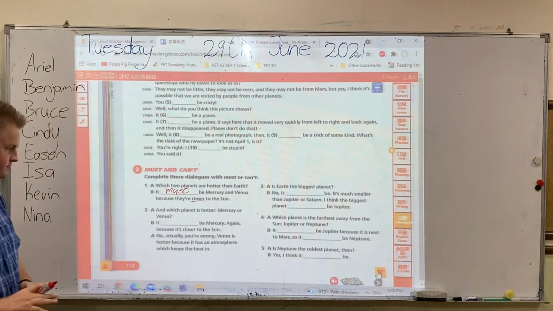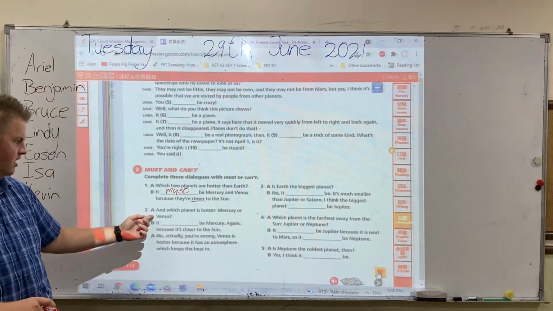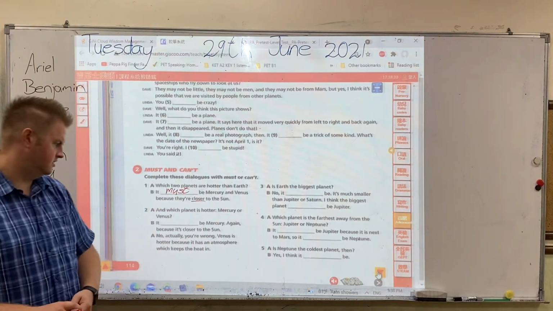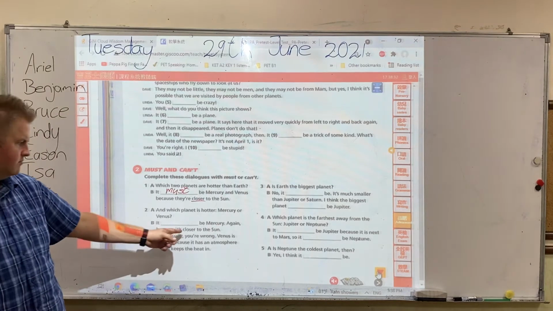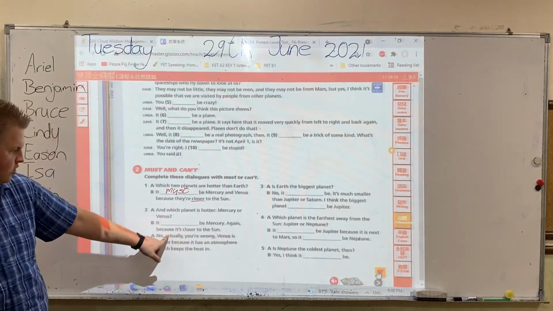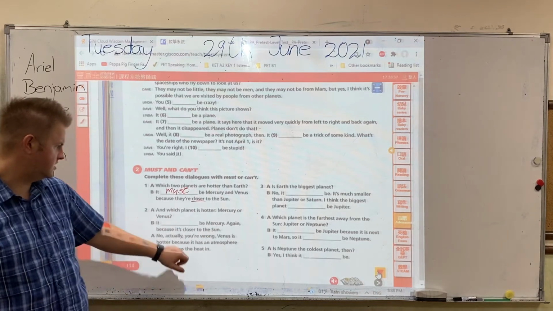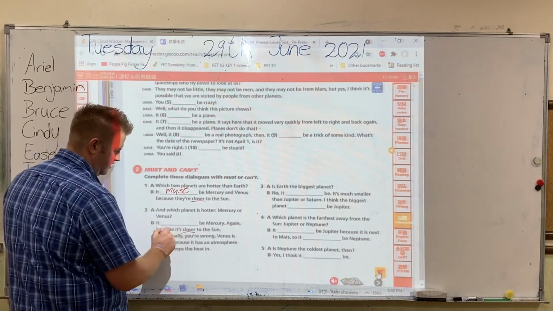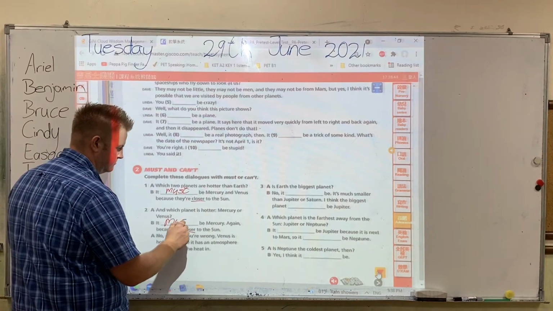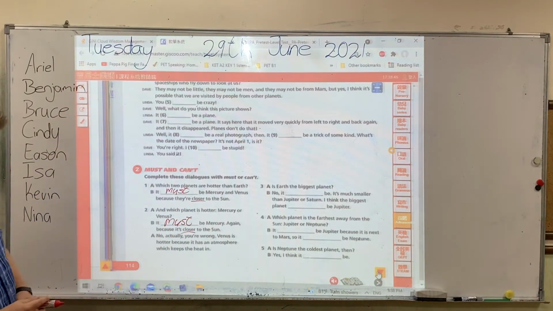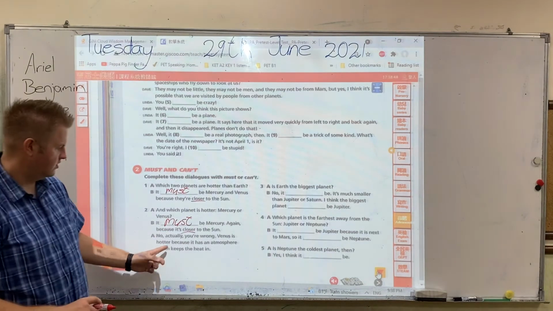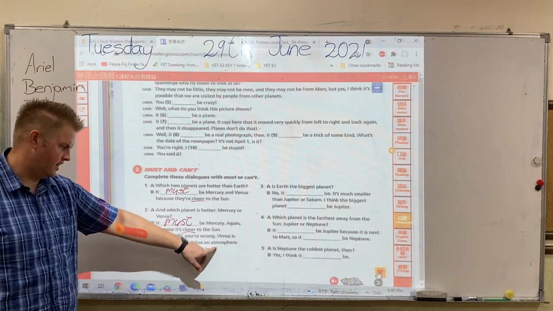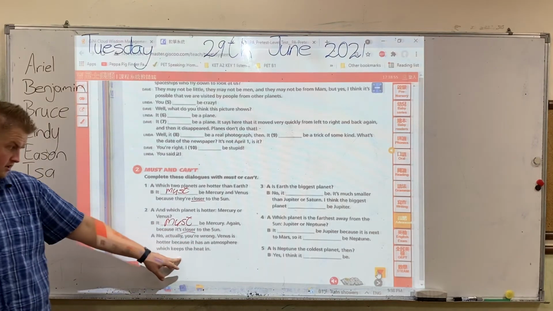Must. And which planet is hotter? Mercury or Venus? A, it must be Mercury. Again, because it's closer to the Sun. So closer, it's a positive, it must. No, actually you're wrong. Venus is hotter because it has an atmosphere which keeps the heat in.